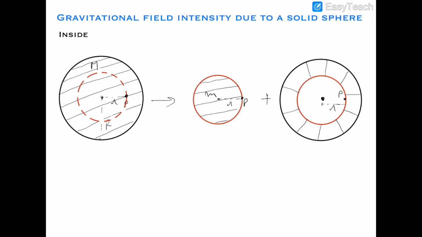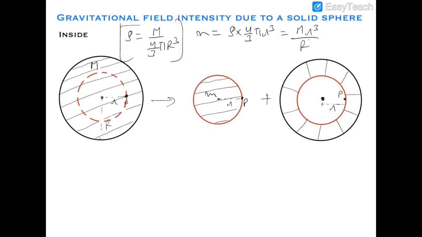So if we need to find out the mass of the smaller sphere, we can find that the density would be M by 4 by 3 pi R cube. It is the density of the complete sphere. And therefore the mass of the smaller sphere would be density into volume. Volume is 4 by 3 pi small r cube. So if we substitute this value of rho over here, you can see that it would be M r cube by R cube. So this would be the mass of this small sphere.